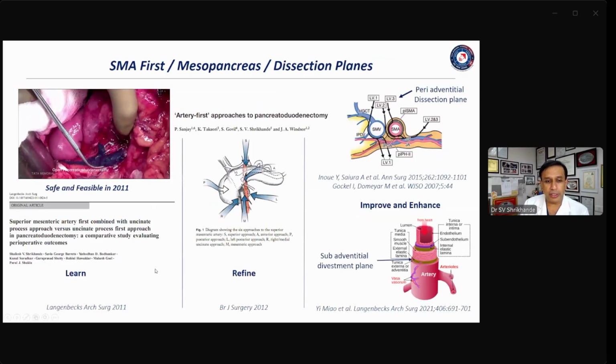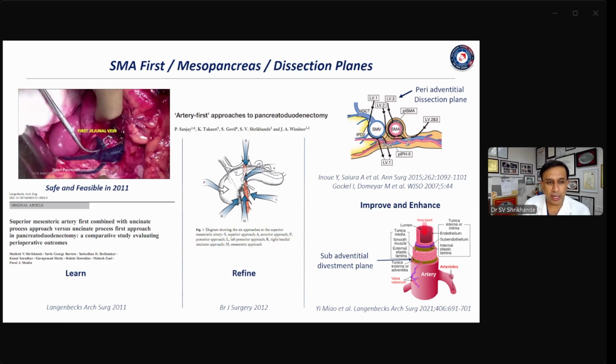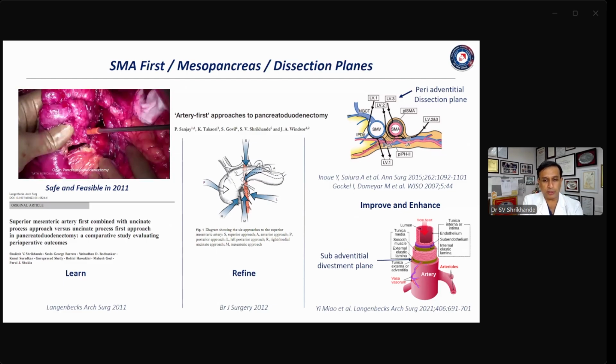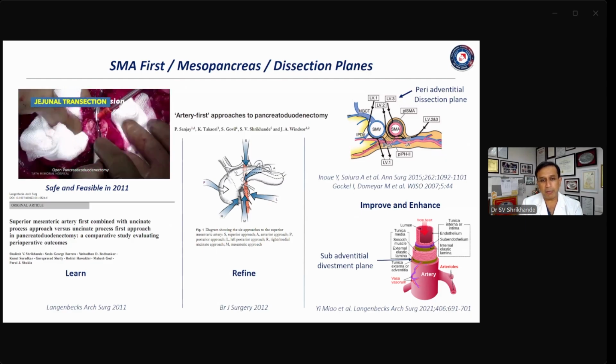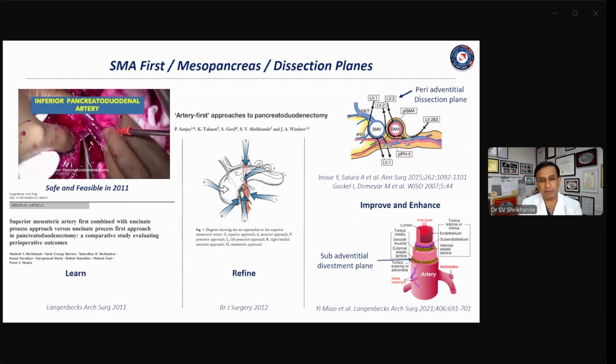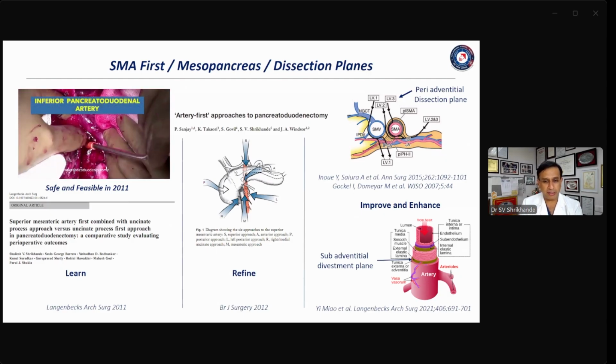If you want to treat these aggressively, there are 3-4 techniques. This is one of my old slides where you show that you can do an SMA first approach by various approaches. Then you have a situation where you completely mobilize the tumor away from the vein and artery, isolate the artery, and then you are able to go much more medial to the uncinate process and even the mesopancreas, for which you should be comfortable with the various approaches, the SMA first approach.